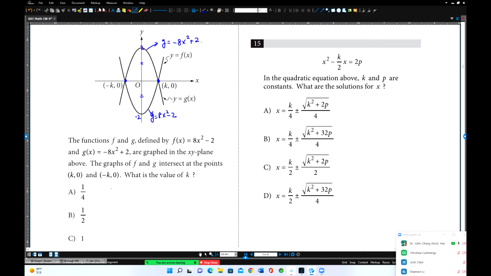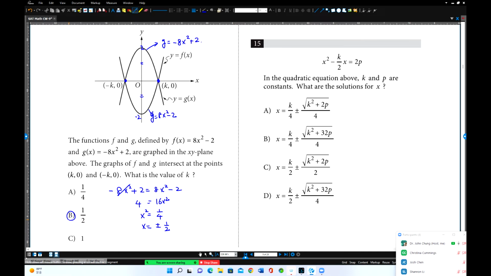Okay, try the intersection first. 8x squared plus 2 equals 8x squared minus 2. Plus 8x squared, there's just 16x squared, right? Plus 2 is 4, it's okay? So x squared equals 4 over 16, which is 1 over 4, okay? So x equals plus minus 1 over 2, right? You can take the square root. This is the value of k, the intersection x coordinate. So k is the positive one.